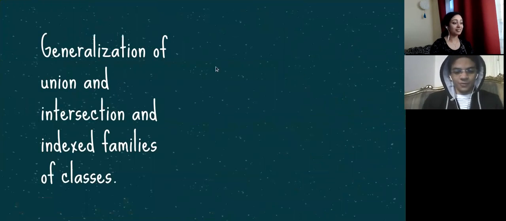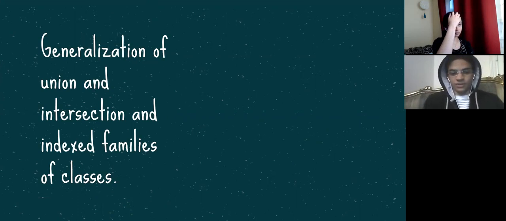Okay, so in this session we want to start generalizing some of the old concepts that we learned before. One of these concepts is the union and intersection, and we will introduce a new concept called the index family of classes. The aim is to rely less on intuition and more on mathematics and logic. This entails that we need to generalize our formal definition of what a union is or what an intersection is, etc.